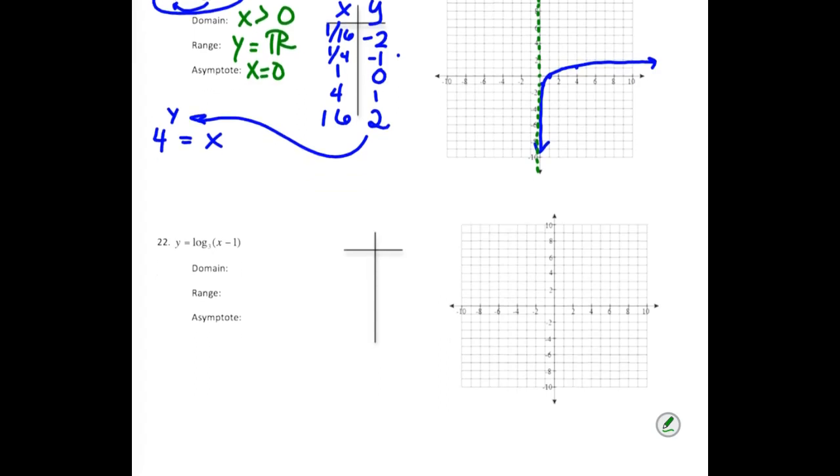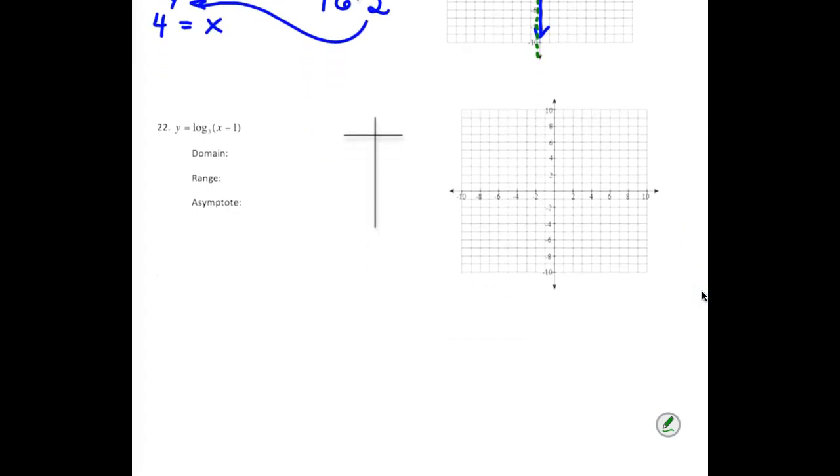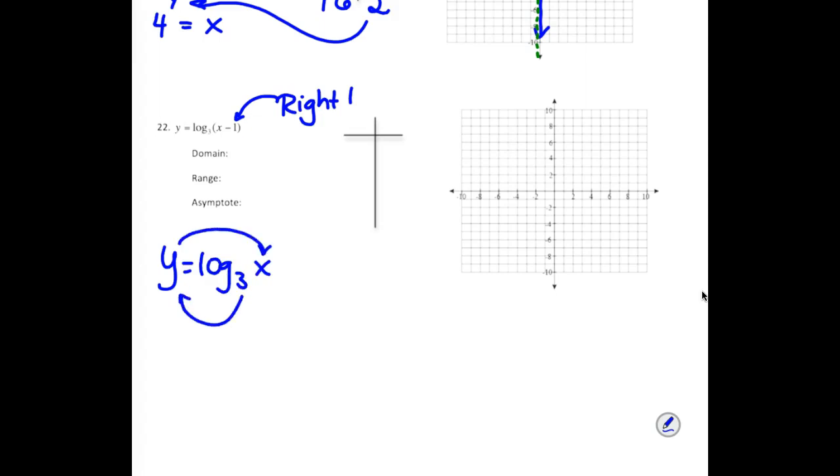All right, and our last one. This one does have a transformation. Right here, we are moving right 1. So I'm going to hold off on that. I'm just going to think of it as y equals log base 3 of x. That's my parent function. I'm going to write it exponentially. So I have 3 to the y equaling x. I'm going to pick my y values again.